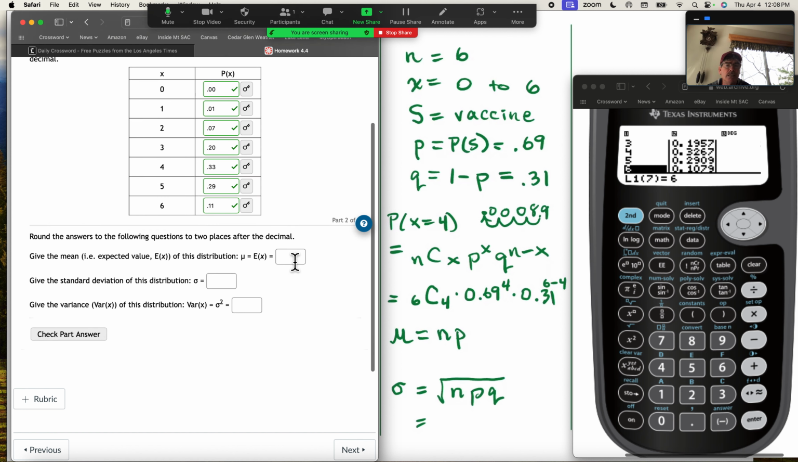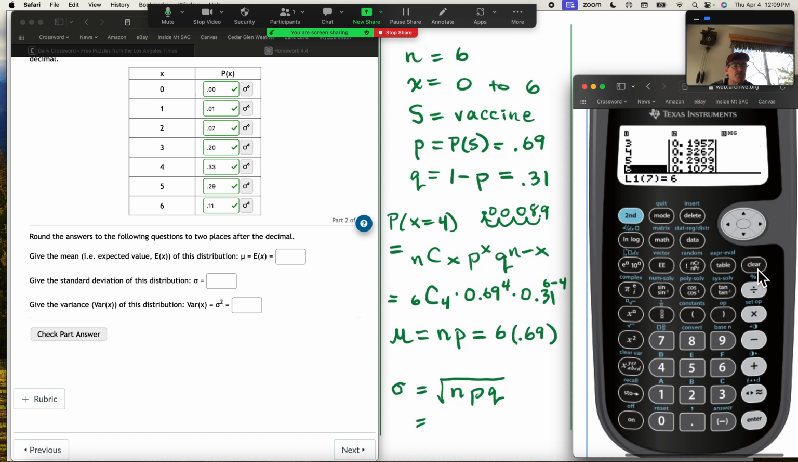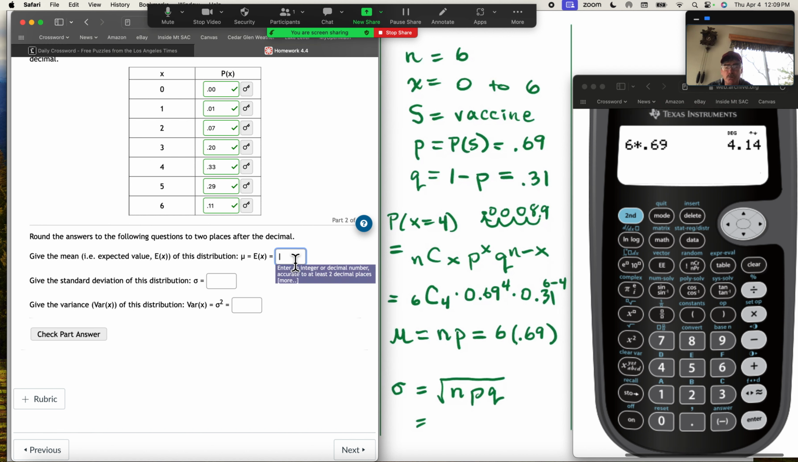Now the mean, just a quick reminder, is n times p. So I'm going to do that on the little whiteboard that I have here. So n was 6 and p was 0.69, like that. So I'm going to clear out here and just multiply that. So 6 times 0.69 is 4.14, and it says 2 places, so we'll go 4.14.